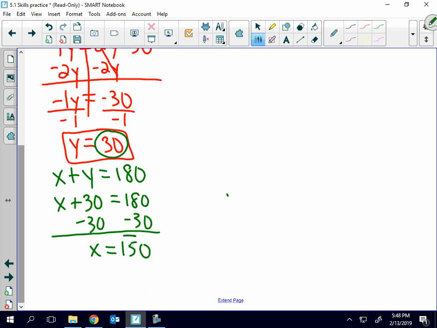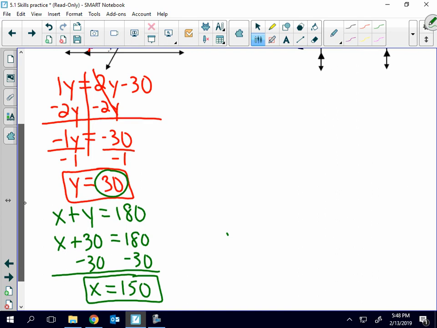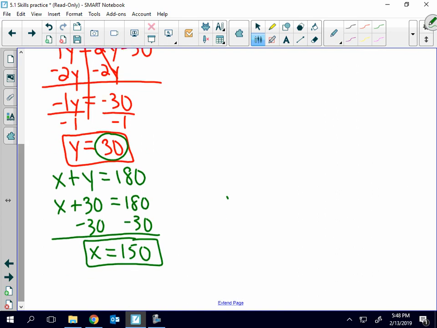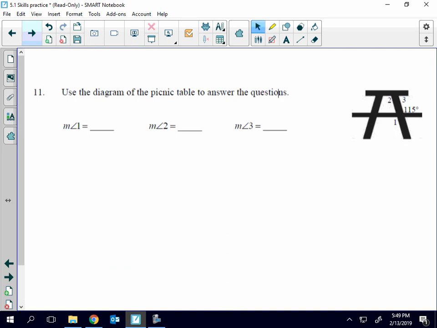Okay? And this is the only reason I don't like this sheet, is because they tell me that this teeny little angle is 150 while the big angle is 30. It doesn't make any sense, but that's how it works out, so we're going to use it. All right, I want you to try number 10 on your own, and then we're going to do 11 together. So pause the video, try number 10.